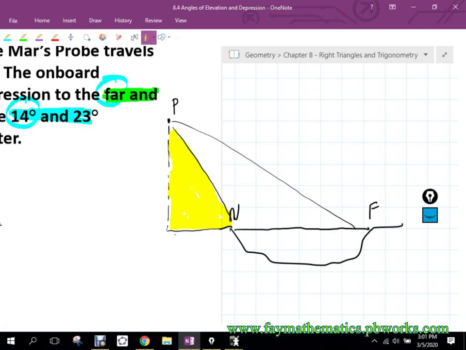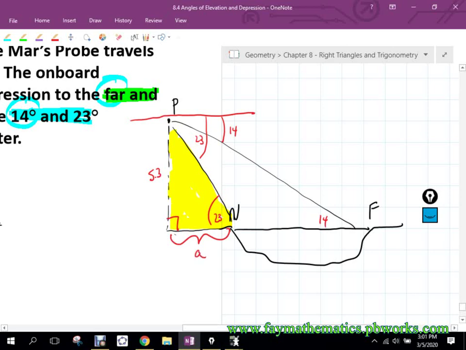Okay, so I give you that triangle where this is 5.3. So if we looked at our angles of depression, to the far one would have been 14, to the near one would be 23. Through alternate interior angles, this ends up being 23, and this ends up being 14. If that's a right triangle, can you find that distance right there? I'm gonna call that A for now, okay?